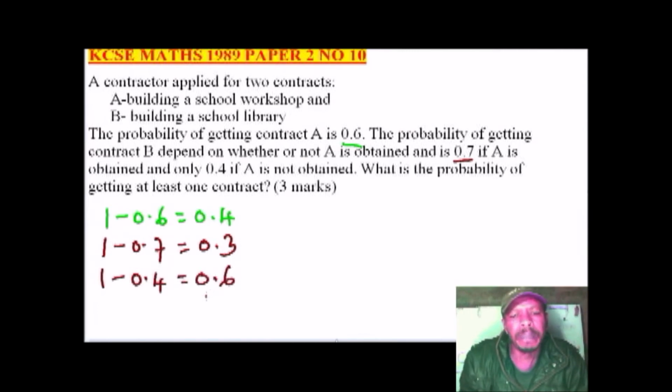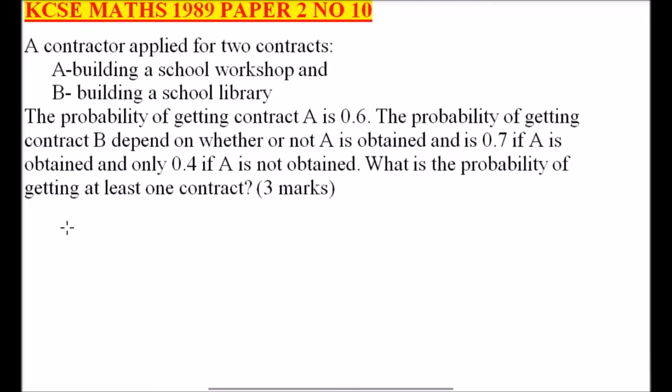What is the probability of getting at least one contract? This means that you can get two contracts or get one, either A or B. So with that, you use a tree diagram to be able to solve the problem. Let's see how we go about it. So let's come up with a tree diagram.